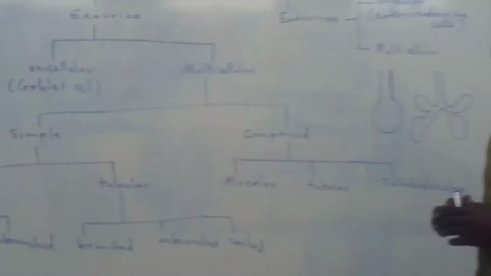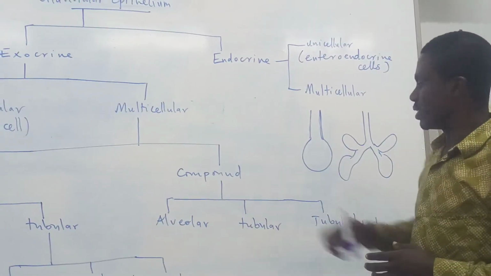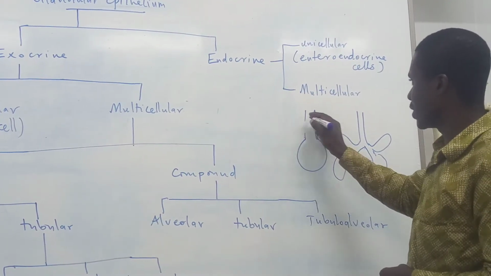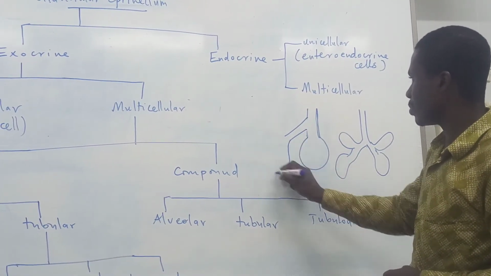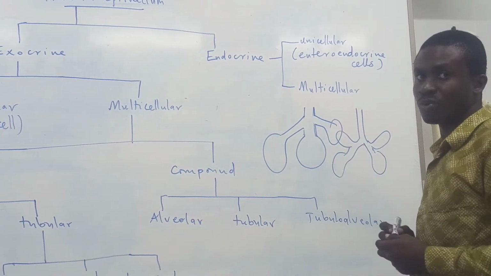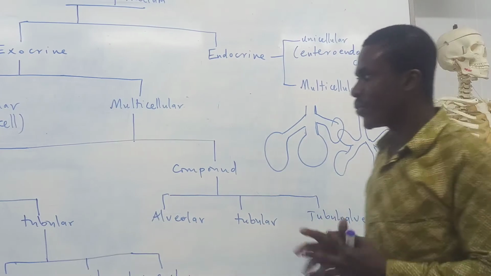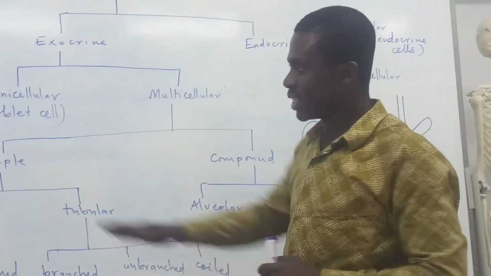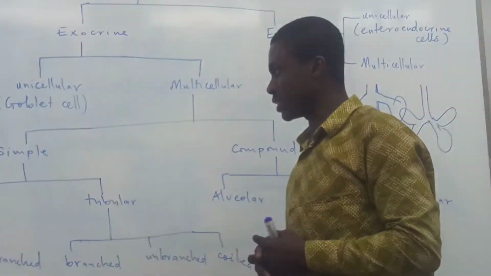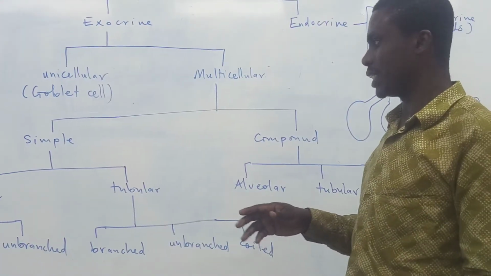Then it could be compound. When it is compound, the duct is branching, giving off some branches. Something like this. So that's compound. Depending on it, if the duct is not branching, we say it's simple. If it's branching, we say it is compound. We look at the real-time sections of these to get a better appreciation.